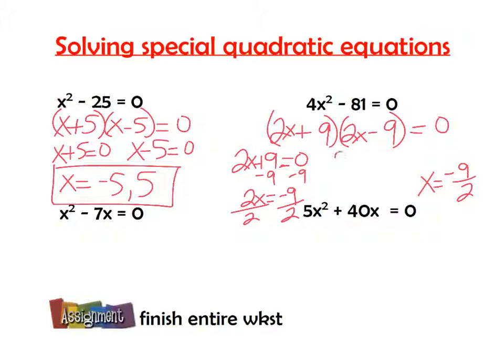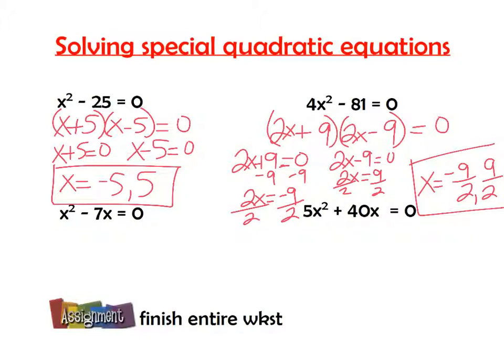And then I do it again. 2x minus 9 equals 0, doing the second one here. Add the 9, divide by the 2. So I'd also have a positive 9/2. Got a negative 9/2, positive 9/2. Okay, now those were difference of squares. The other kind of factoring we did was GCF. So let's try a couple GCF solving.